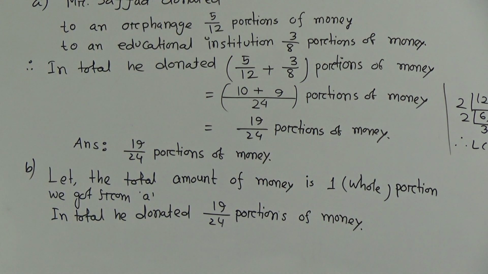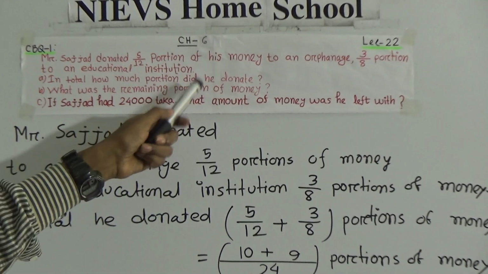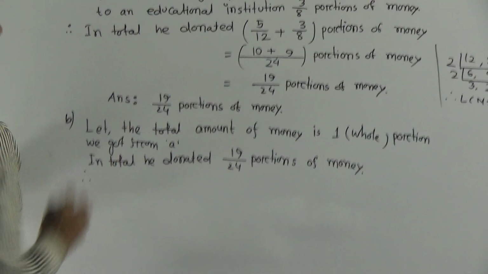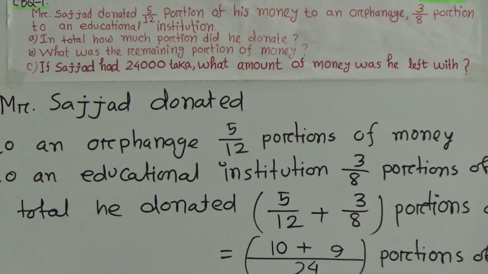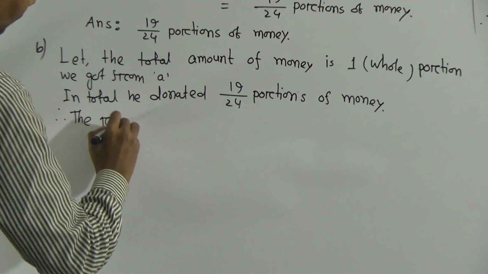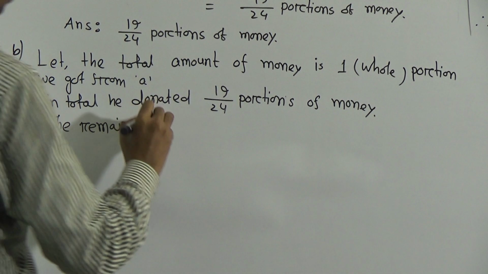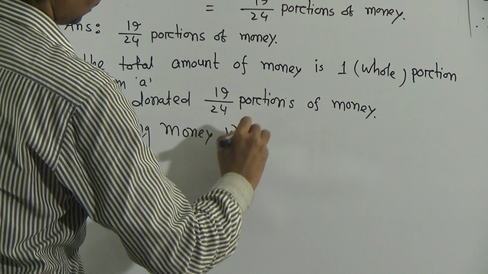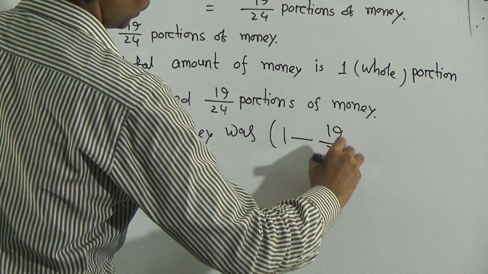Okay, now according to the question, you have to write. You see the question again. What was the remaining portion of money? Okay, so you have to write according to the questions. Now write the remaining portion, or the remaining money was, right? The remaining money was 1 minus 19 by 24 portion.